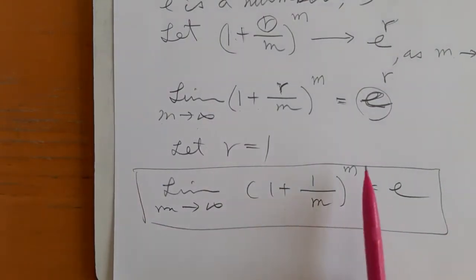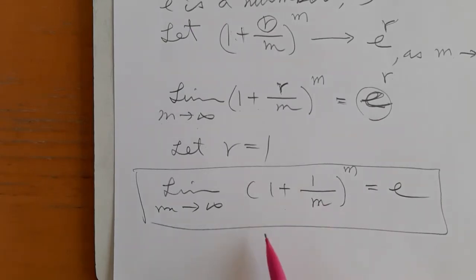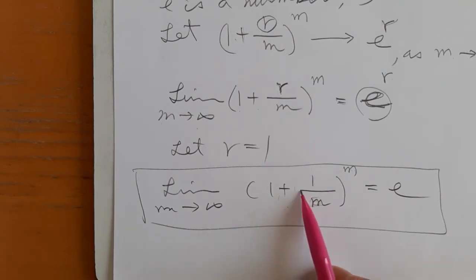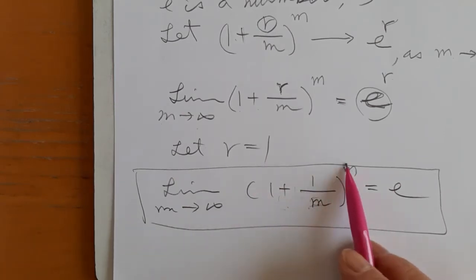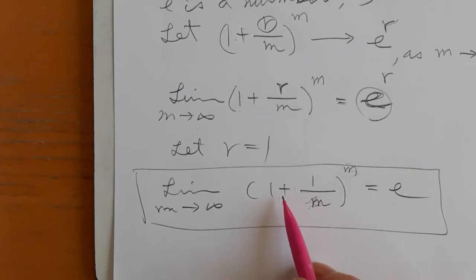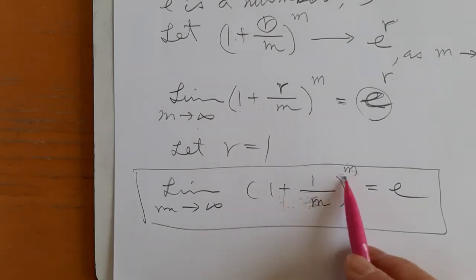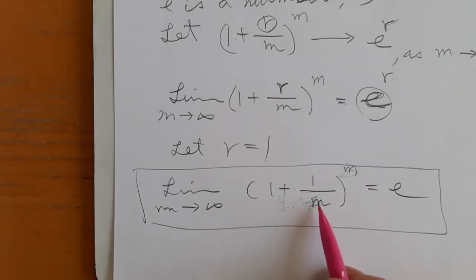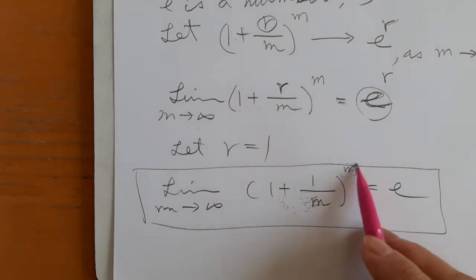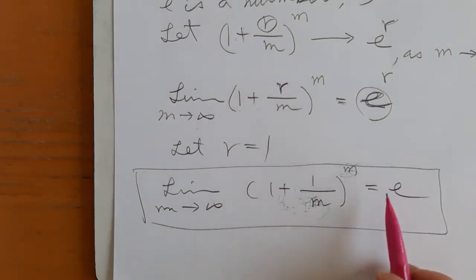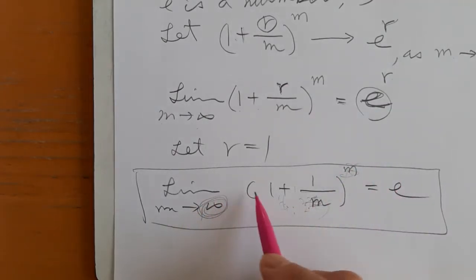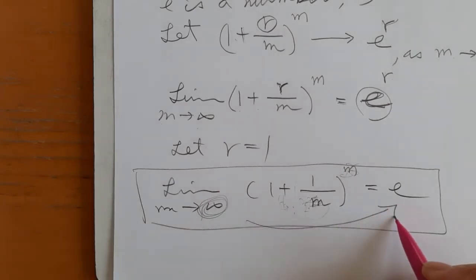Then you can use a calculator. M equals 1, you get 2. M equals 2, you get 1.5 squared. M equals 3, you get 1 plus 1/3 to the power 3. If m equals 4, you get 1.25 to the power 4. M equals 5, you get 1.2 to the power 5. Keep going on until infinite, and that number will approach a number, and that number is 2.7.